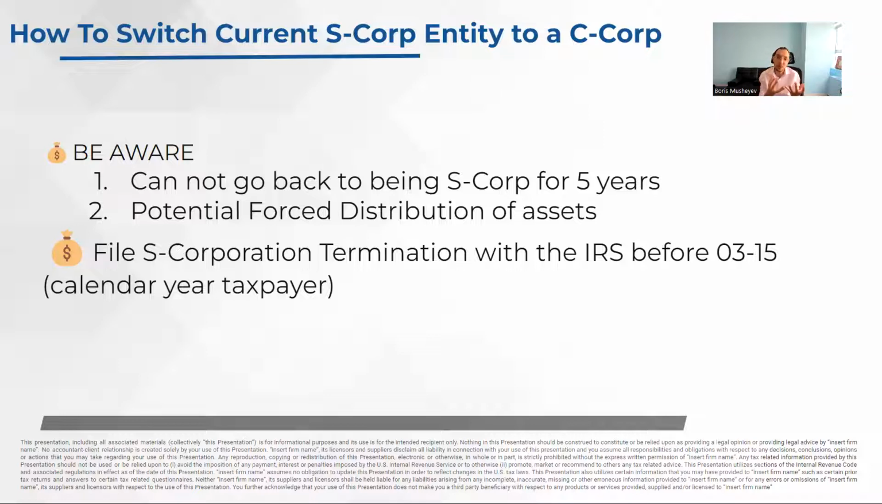So most likely your business is a calendar year taxpayer, right? Most businesses are, so I'm doing it for calendar year taxpayers. So you've got until March 15th from the December 31st to file for that year. So for example, if you want to terminate your status for the 2022 tax year, you have to file the revocation of an S corporation, or a termination, before March 15th of this year.